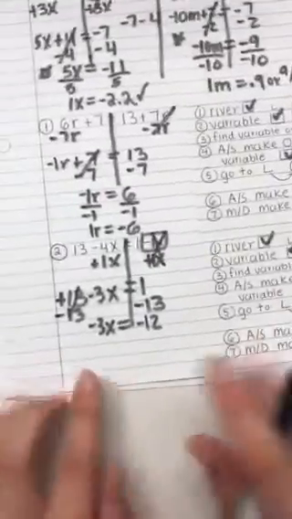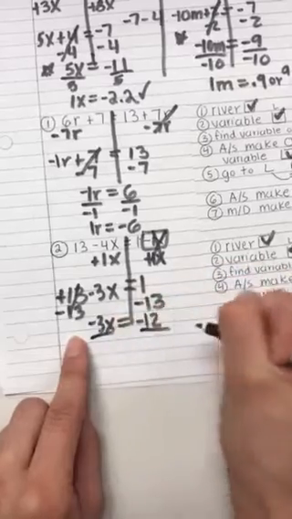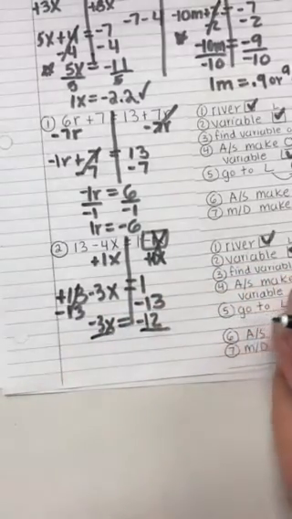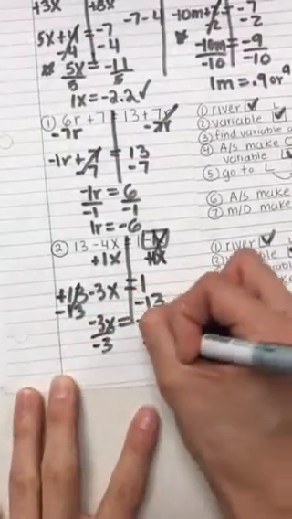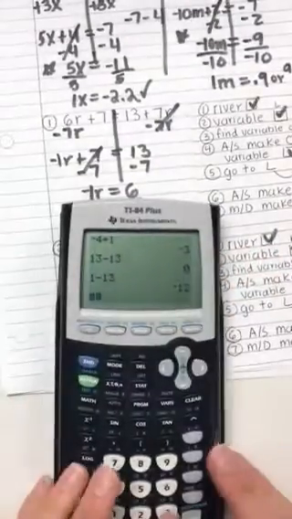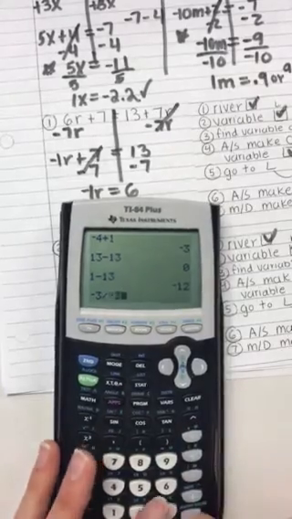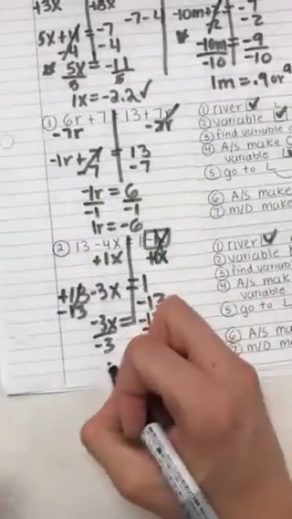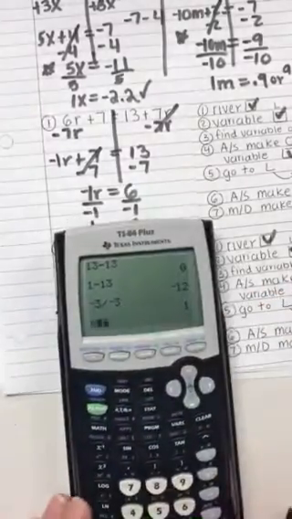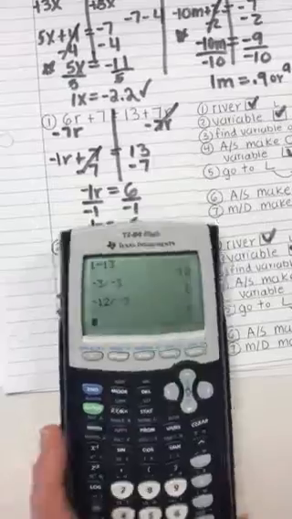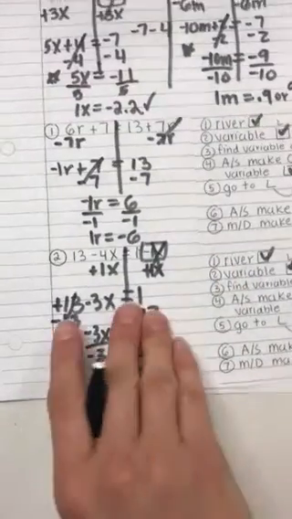Multiplication and division to make 1. So we have multiplication, we have to undo it with division. What am I going to divide by? I should be dividing by negative 3. Let me prove. Negative 3 divided by negative 3 gives me positive 1. So I get my 1x, I got my x alone. And then negative 12 divided by negative 3 is positive 4. So my solution is 4.